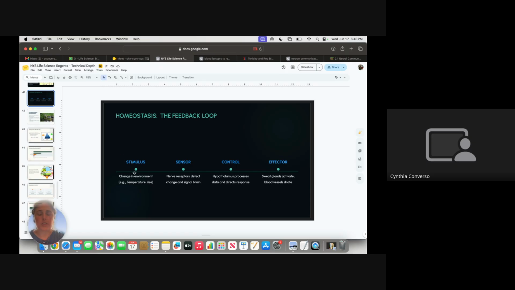It decides who's going to respond. So there's this change in temperature, the stimulus. You have receptors that receive the signal of the stimulus, and they send it to the hypothalamus, which is the control center, and the hypothalamus is going to tell the effector what to do.